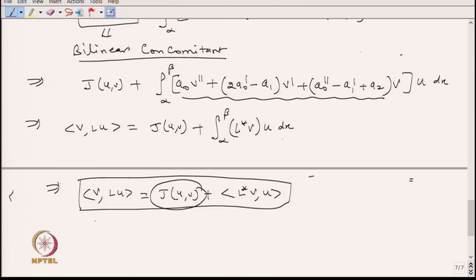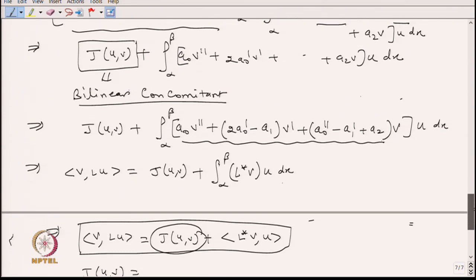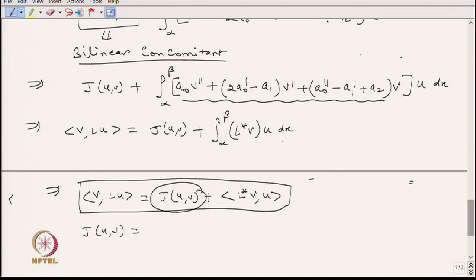So, let us check this one. Our J of u, v is basically equal to v a naught u dash plus v a naught u minus v dash a naught u minus v a naught dash u. So, this quantity I am taking.